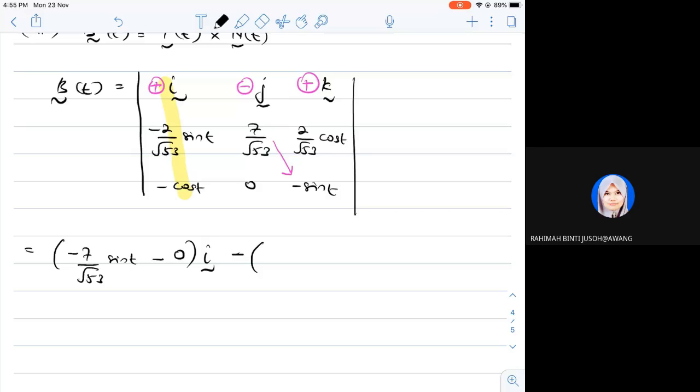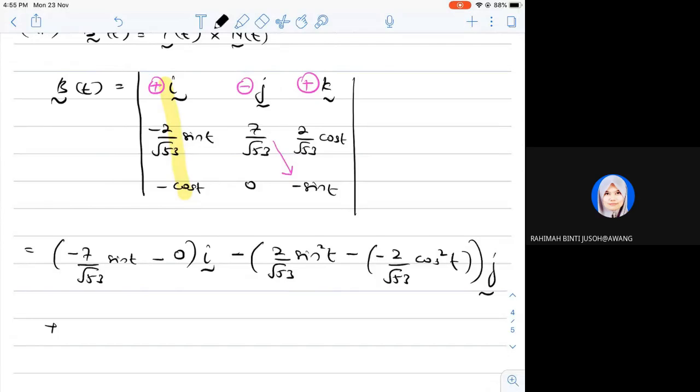Right now we are crossing the second column and then crossing the first and third column. So we will have negative becomes positive, 2 over square root 53 sine squared t, and then we have minus negative 2 over square root 53 cos squared t. Okay, this is for J.